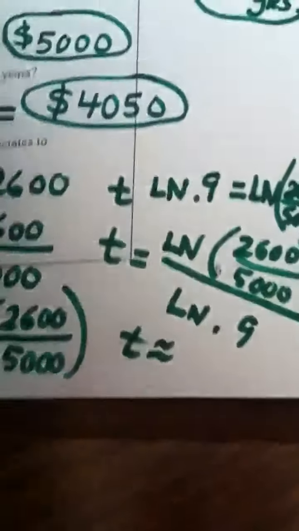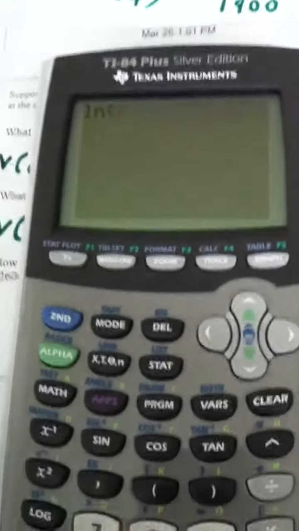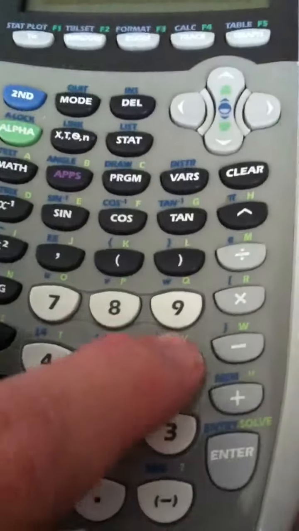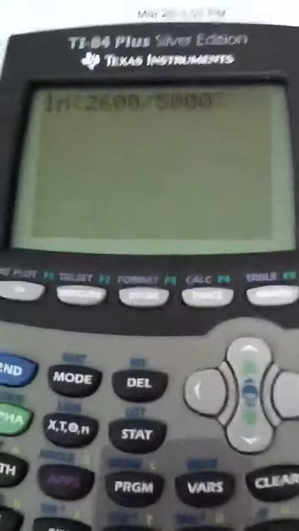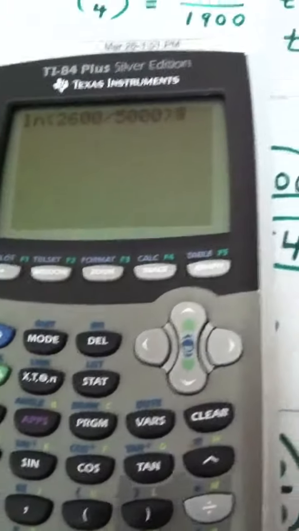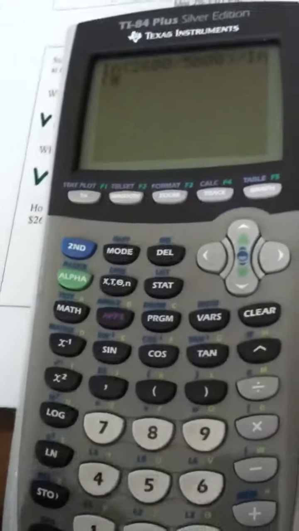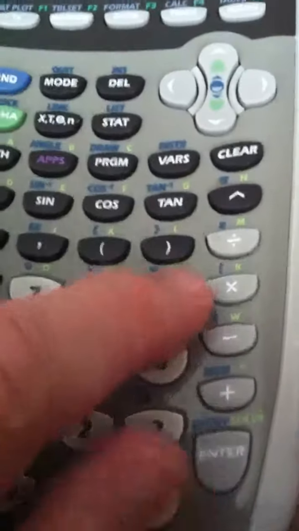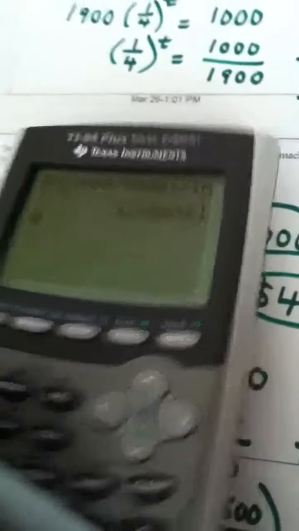And definitely calculator time. I go over to my calculator, clear out what I have, and punch in natural log. It already gives me one of the parens. I type 2,600 divided by 5,000, and close the paren. Then I hit a division sign representing this division, push the natural log again, type in 0.9, close the paren, and hit enter. And I come out with approximately 6.2.